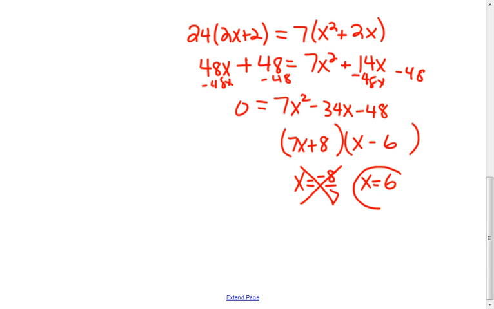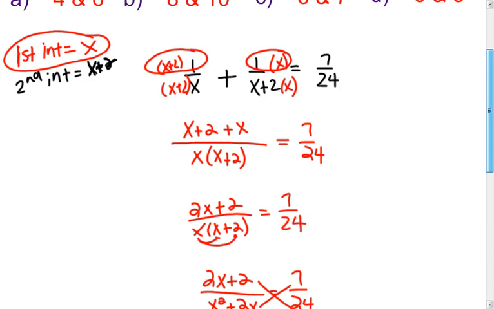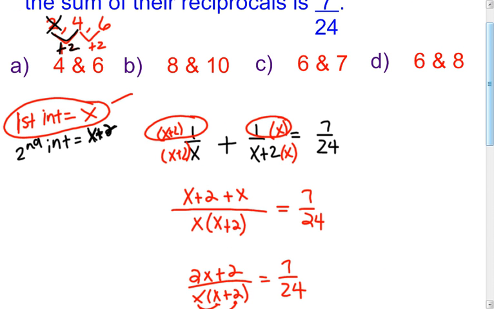Okay, but 6 will. So the question is, if my first even integer, in other words, my x value way back up here, is 6, then the next even integer would be 6 plus 2, which is 8. So 6 and 8 would be my answers here.